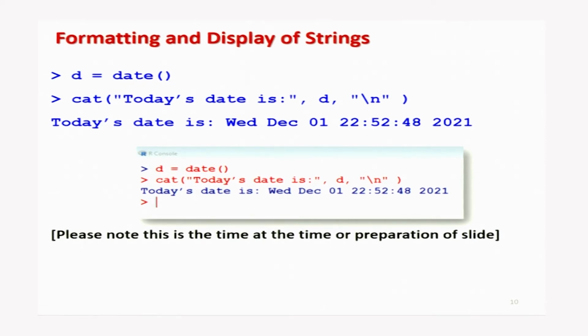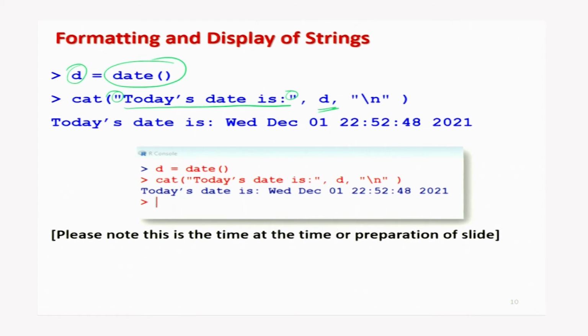For example, here I use the variable d to indicate the date. That was the command to find out the date and time. So I want to write it like this: I want to write a string that says today's date is like this. I write it inside the double quotes, and then I want to write whatever the date is today, that should come.